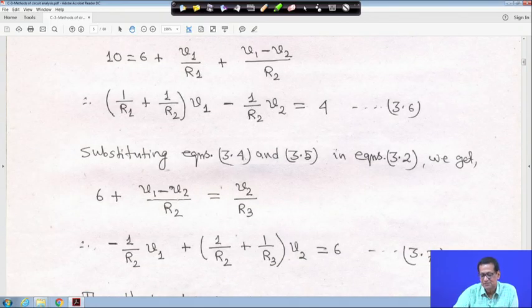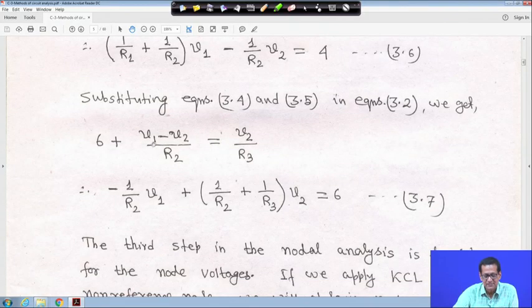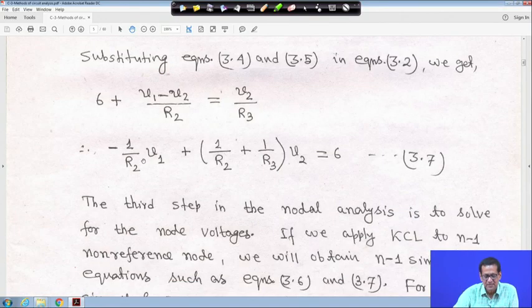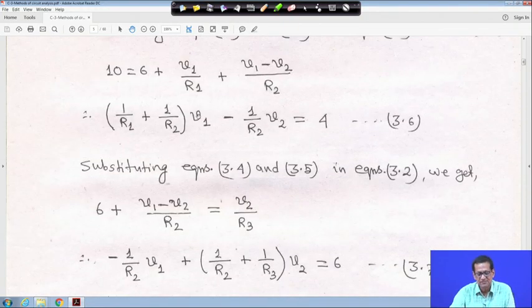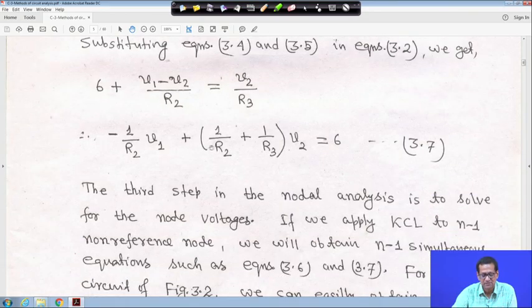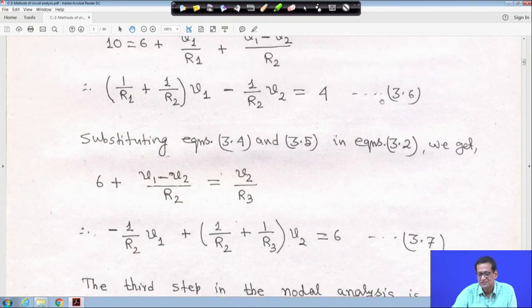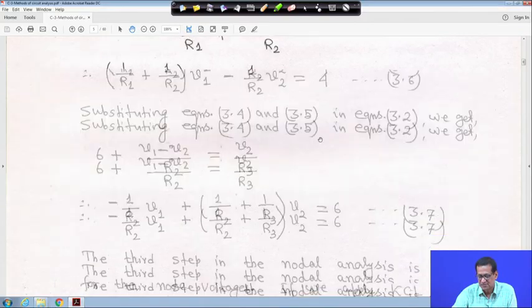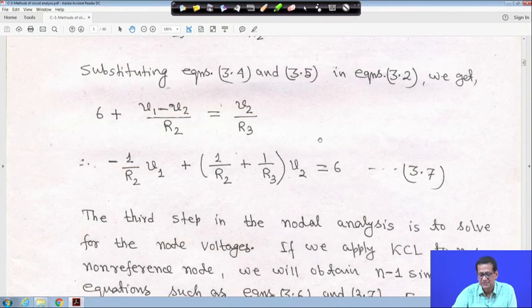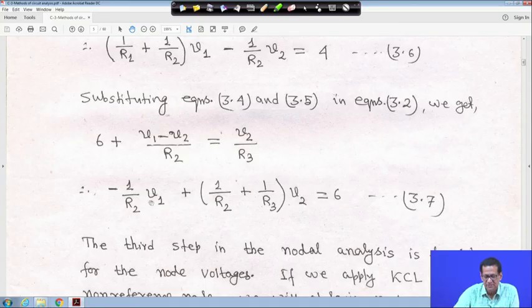Similarly, substituting equations 3.4 and 3.5 in equation 3.2, you get 6 plus (V₁ minus V₂) upon R₂ is equal to V₂ upon R₃. Simplifying, you get minus (1 upon R₂) V₁ plus (1 upon R₂ plus 1 upon R₃) times V₂ is equal to 6. Both equations are functions of V₁ and V₂, so you can easily solve equations 3.6 and 3.7 for V₁ and V₂, but the parameters are not given at present. Later, when we take the numericals, we will take different parameters and examples.